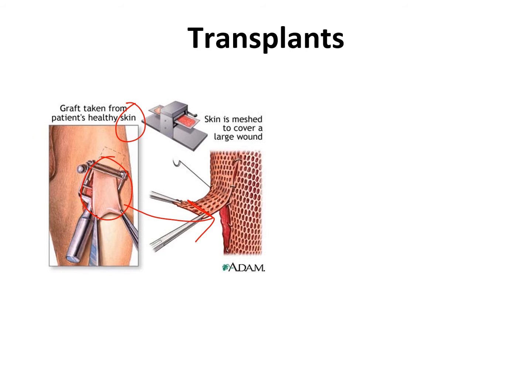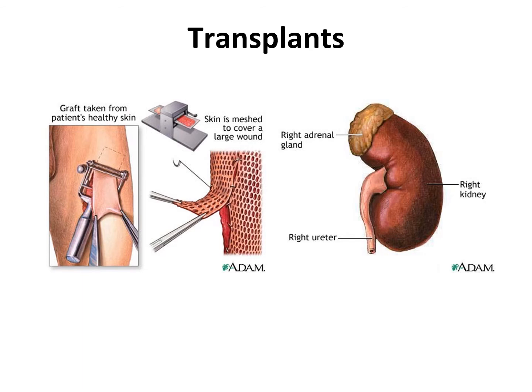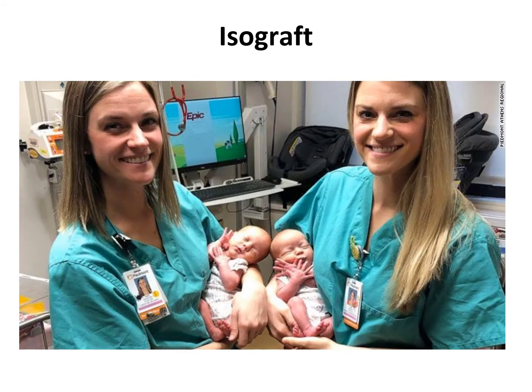So autografts work well for skin transplants, but for any other type of tissue, like a kidney, you can't use an autograft for that. So instead of an autograft, you would have to look for a source elsewhere. An isograft would be your next best option. And an isograft is when tissue comes from your identical twin.